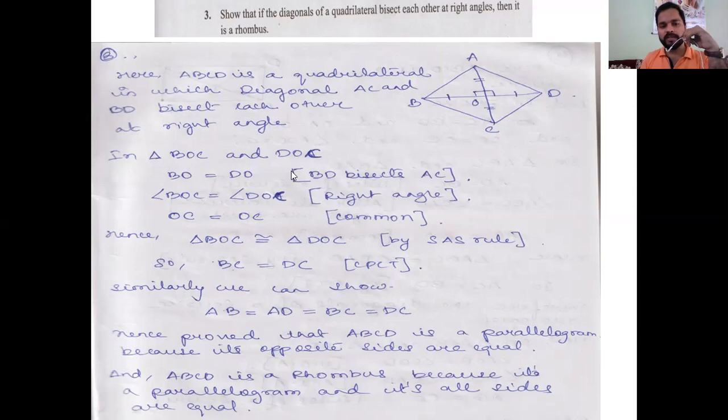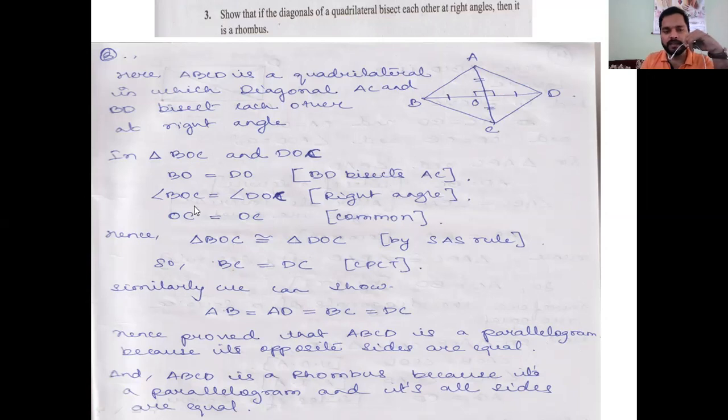So in triangle BOC and triangle DOC, why have I taken these 2 triangles? Because I have to show that adjacent sides are equal, that is BC is equal to CD. You can take some different triangles, no problem, but adjacent triangles. In triangle BOC and triangle DOC, BO is equal to DO. Why? Because the diagonals bisect each other according to the property.